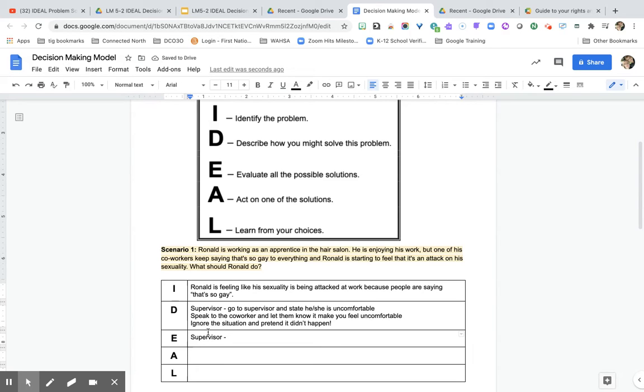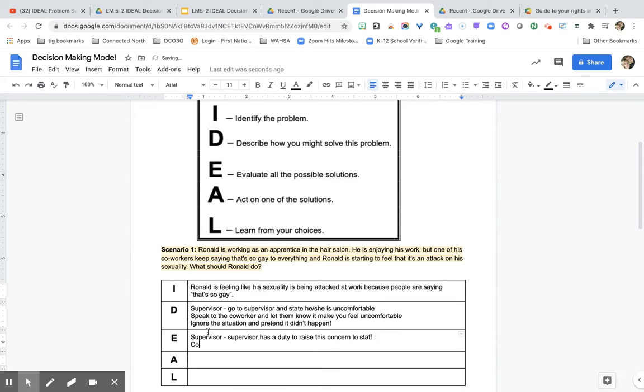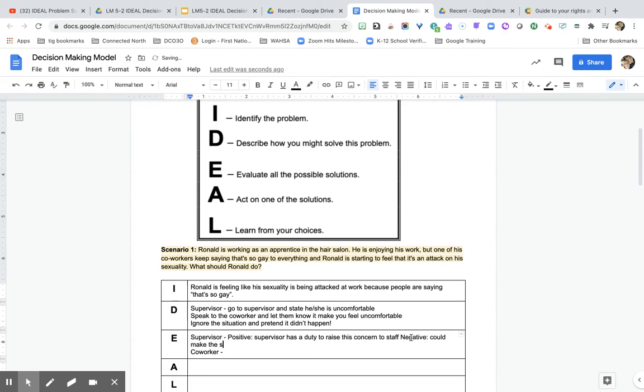So the supervisor may support. The supervisor has a duty to raise this concern to staff. So the positive thing about going to a supervisor is that a supervisor has a duty to raise this concern with staff, but the negative is it could make the situation worse.